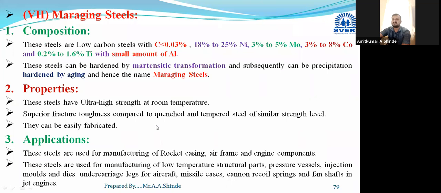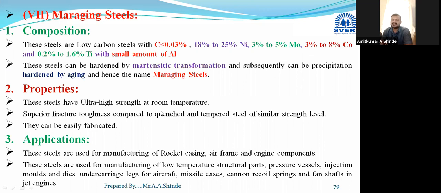And next, I'll move towards the next type. This is a very important type: maraging steels. This name is given because of its characteristics. It has very high hardness, or high strength and hardness. Maraging steels have very high hardness.